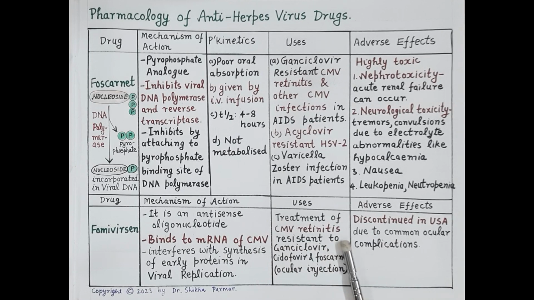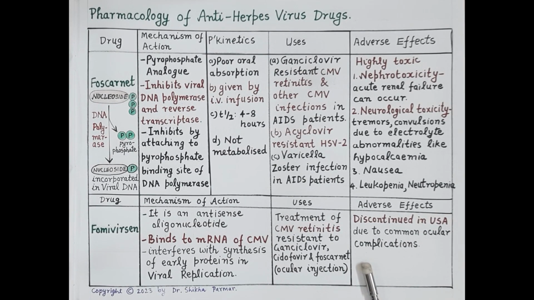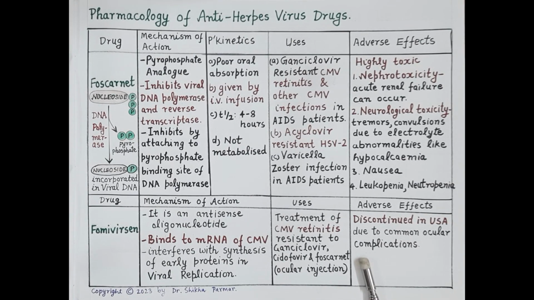Now, Fomivirsen is used in the treatment of cytomegalovirus retinitis resistant to Ganciclovir, Cidofovir and Foscarnet, and it is administered by ocular injection. Now, Fomivirsen has been discontinued in USA due to its common ocular complications. So, this is the pharmacology of anti-herpes virus drugs. Now, let's answer few multiple choice questions based on these drugs.